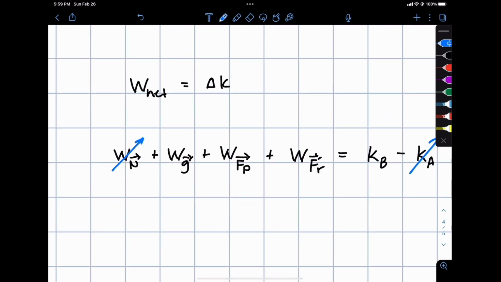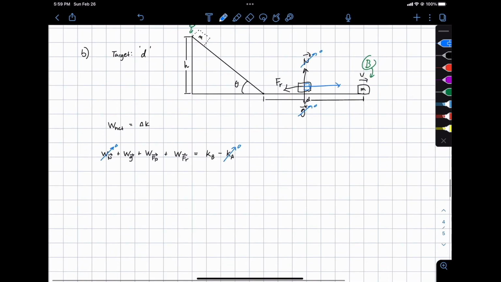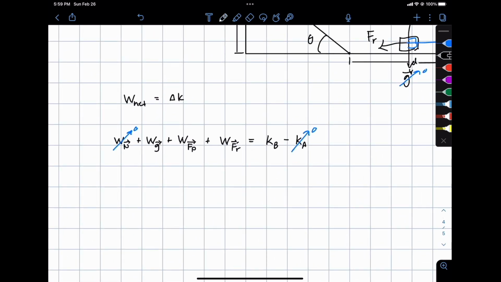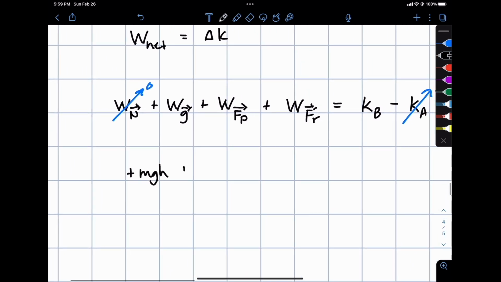Also over here, the work of the normal force goes to 0 because it's perpendicular to the plane. We talked about that earlier. So we only have 3 works equal to the change in KE. That's easy. From earlier, work done by gravity is plus mgh. Work done by friction of the plane is not plus. It should be minus mu p times mg cosine theta.